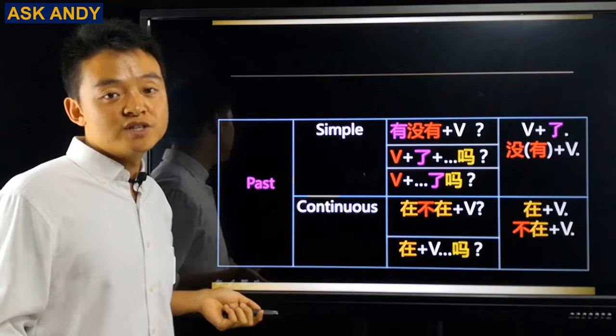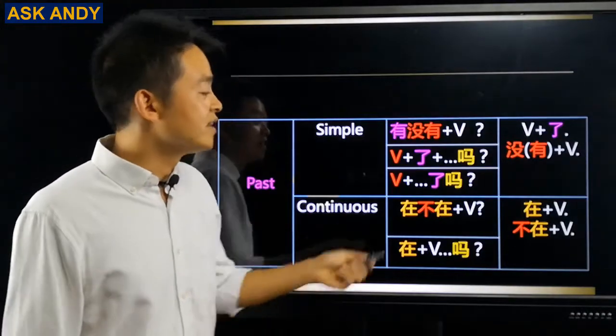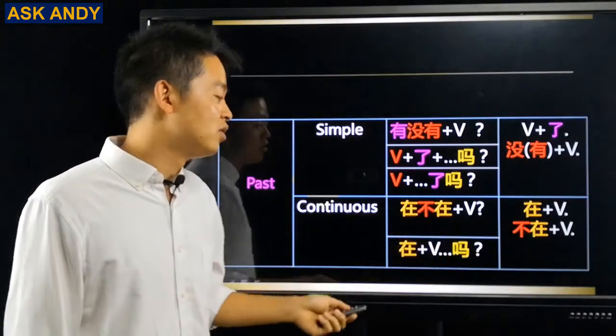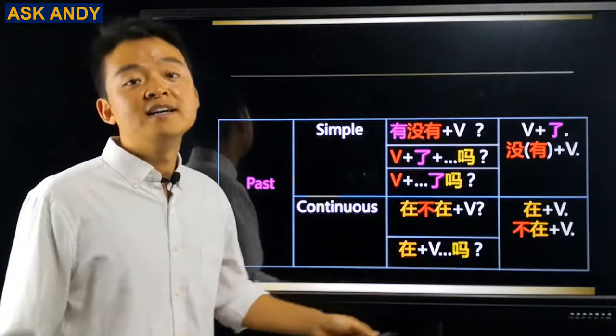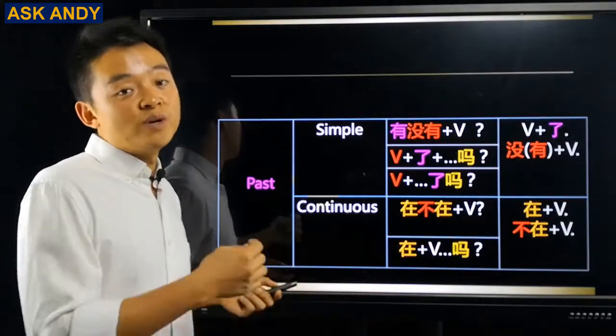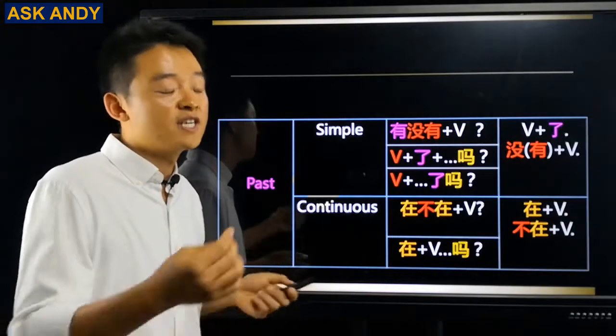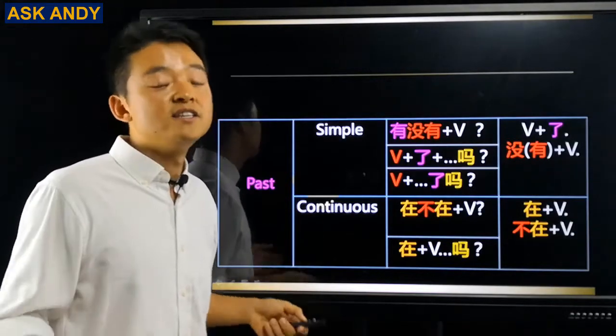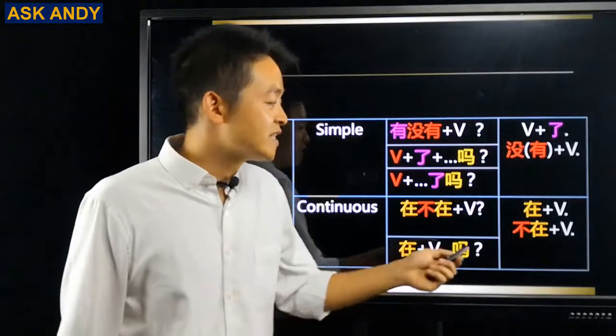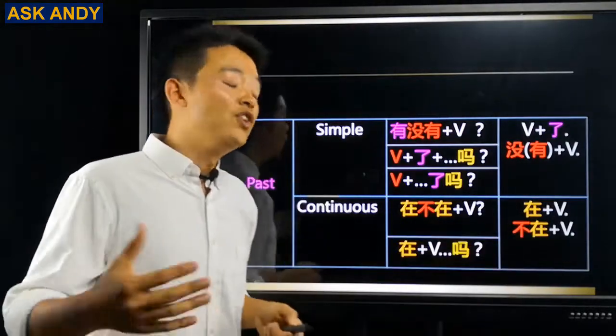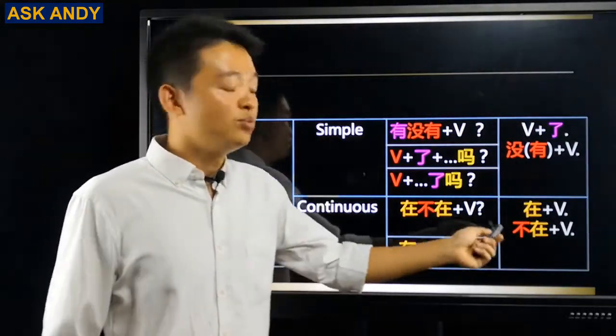And for past continuous tense, we ask the yes or no question with 在不在 plus verb or 在 plus verb plus ma. Again, it's the same as the one we had in present continuous tense, but we do need those time words in the past. When we answer it, it's also the same. For yes, we just say 在 plus verb. For no, we answer with 不在 plus verb.